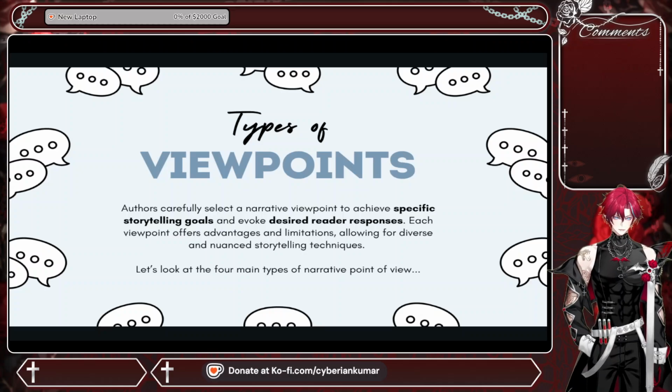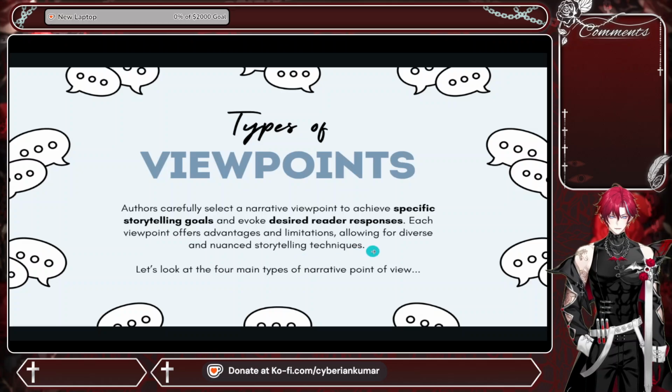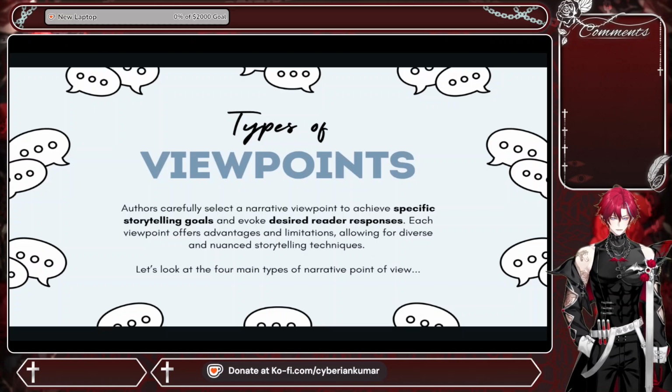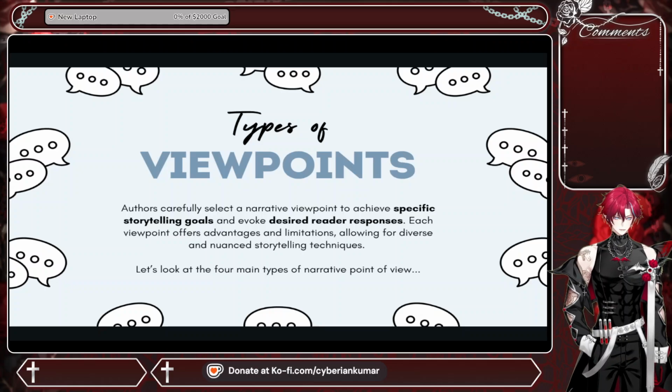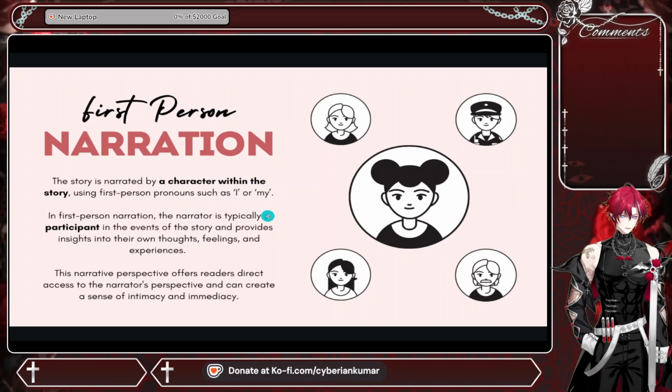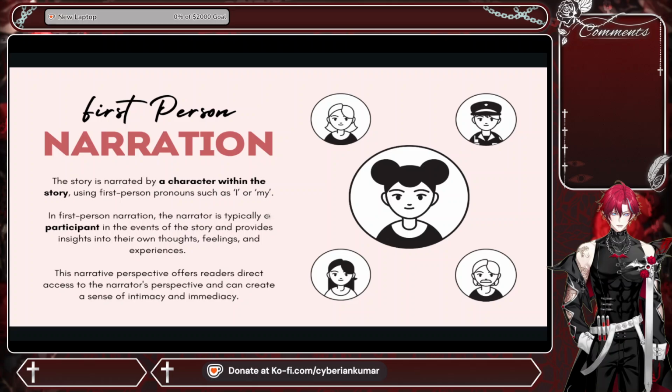So there are different types of viewpoints. We will look at the four main narrative viewpoints, and there are of course others, but these are the main four, right? So let's see. The most basic one is the first person narration, which is also called the first person view.